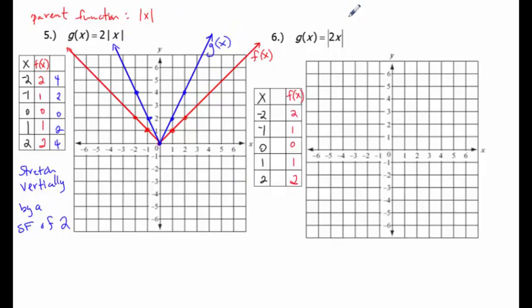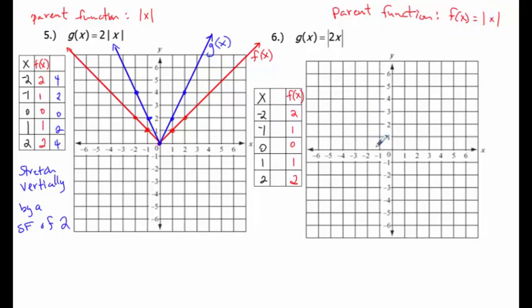Let's look at the last example here. This appears to be a parent function of the square root of x. So let's go f of x equals the square root of x. Now this is going to be a horizontal change, and so I'm going to leave the column in the middle open so that I have space for the new x values so that we get a side-to-side movement. How did I get these y values for the parent function? Simply plug in the x values.